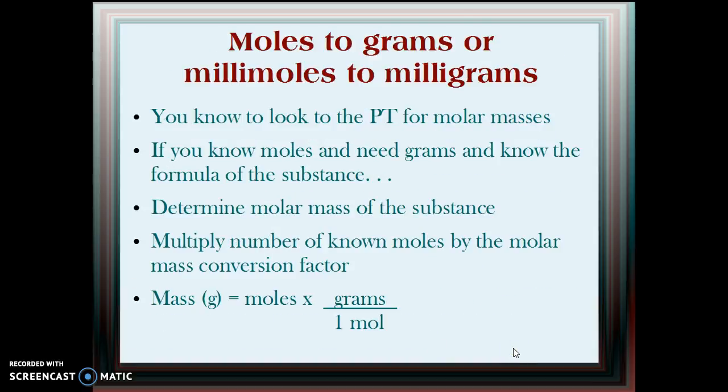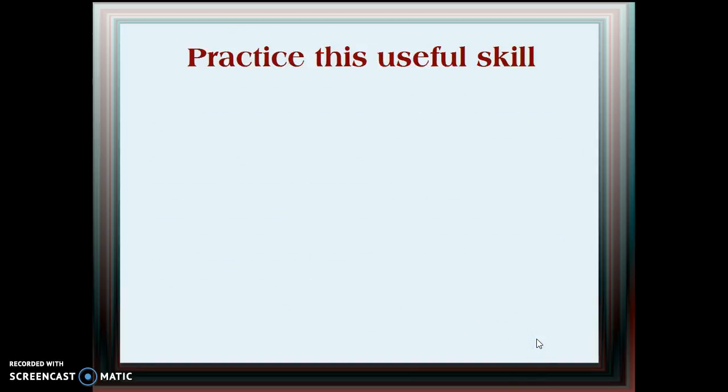So let's look at the method for going from moles to grams or millimoles to milligrams. You know to look to the periodic table for molar masses. So if you know the moles and need grams and know the formula of the substance, the first thing you do is determine the molar mass of the substance. Then you'll multiply the number of known moles by the molar mass conversion factor. And this formula is given on the bottom of the page. The mass in grams is equal to the number of moles that are given times the grams per mole. So let's practice this very useful skill.